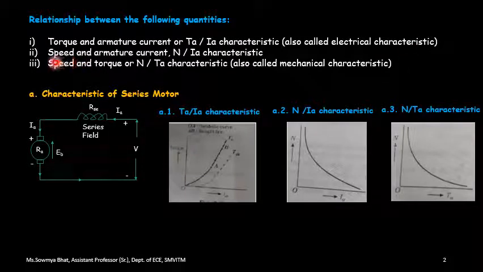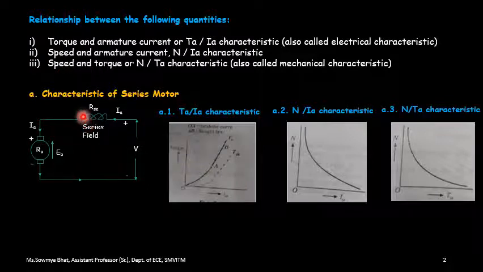After that, we will be focusing upon speed versus armature current. The speed of a DC motor is represented as N and armature current as IA. The last type of characteristic depends upon the speed as well as the armature torque, that is TA and N characteristic, which is also called the mechanical characteristic. Let us see these distinct characteristics in consideration with series as well as shunt motor.